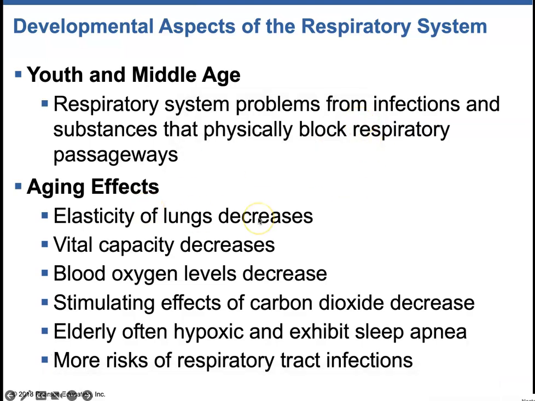And then in terms of aging, remember, as you get older, the elasticity of the lungs is going to decrease. Vital capacity decreases, which affects your ability to inhale and exhale air. So your maximum inhale, maximum exhale. And then oxygen levels can also decrease based on disease, or the person becomes anemic. And then carbon dioxide levels as you age, the stimulus for that center to continue to modulate and regulate your respiratory rate can be affected.